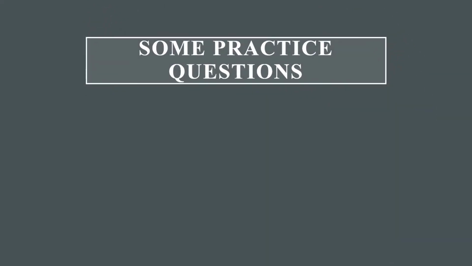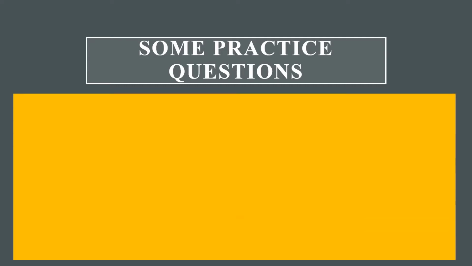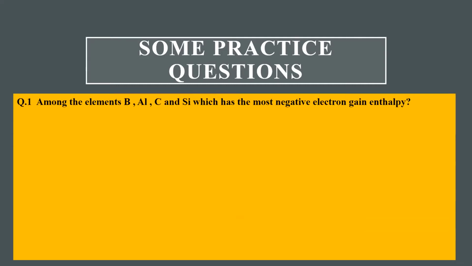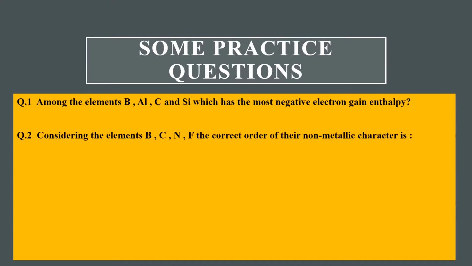Now I have some practice questions. So do these questions. Question first, among the elements boron, aluminium, carbon and silicon, which has the most negative electron gain enthalpy? Consider the elements boron, carbon, nitrogen, fluorine. The correct order of their non-metallic character is, four options are given and you have to choose the correct option which is showing the correct order for non-metallic character of these elements.